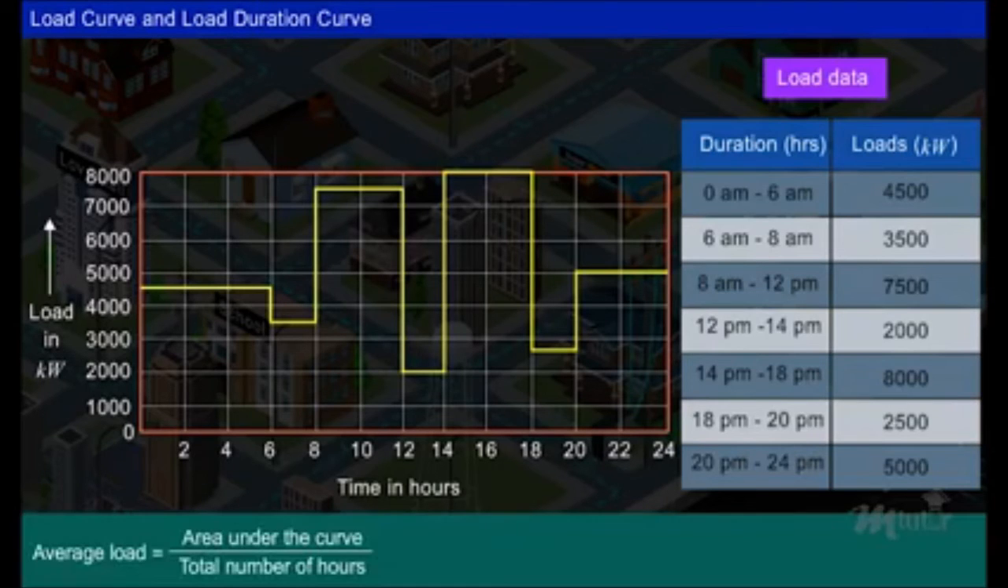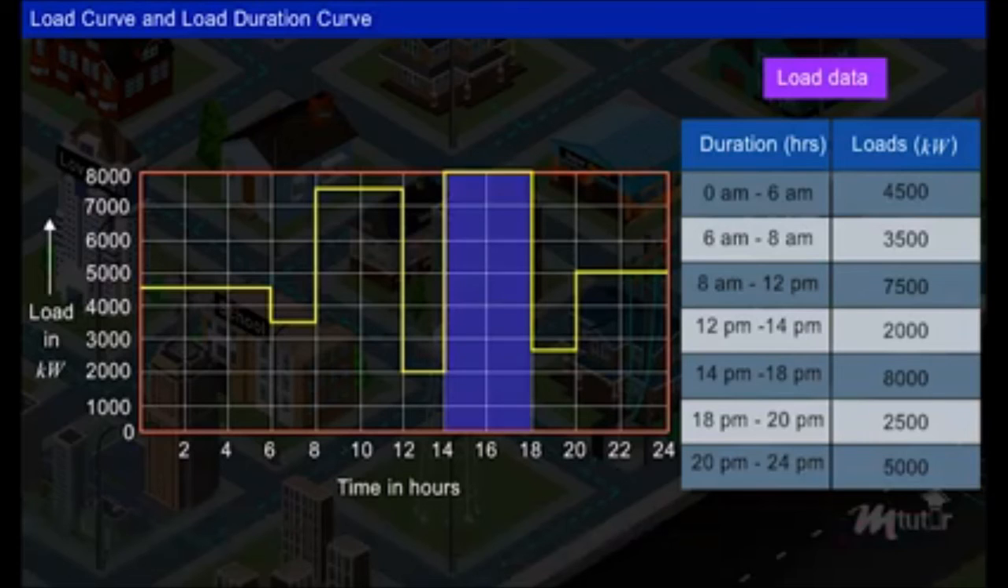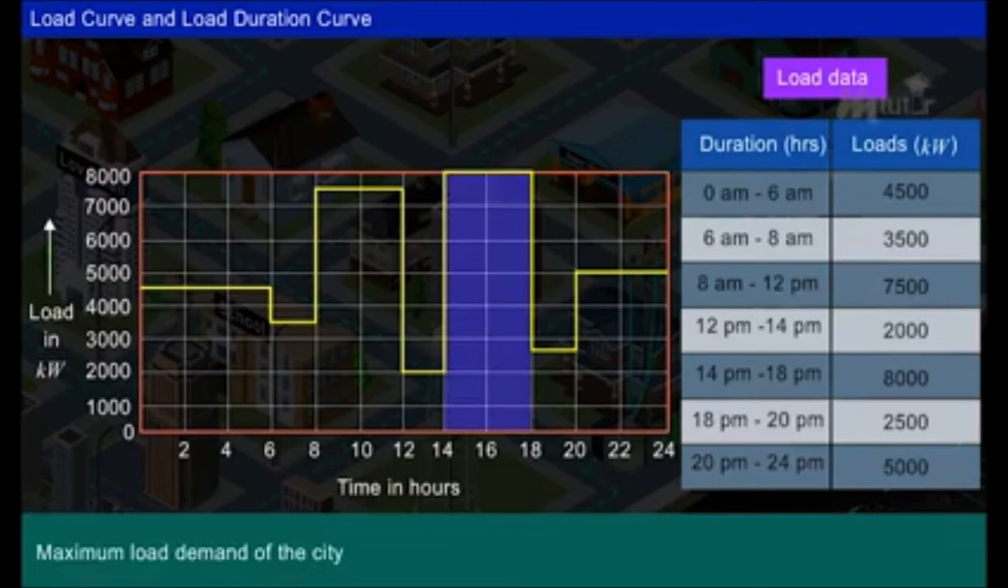From the load curve, the average load on the power station for a particular day is calculated by the area under the curve divided by the total number of hours. The average load for the Iowa City is equal to 1,25,000 divided by 24, that is equal to 5,208 kilowatt. The peak load on the day indicated by the load curve represents the maximum demand on the power station. Here, the maximum load demand of the city is equal to 8,000 kilowatt.